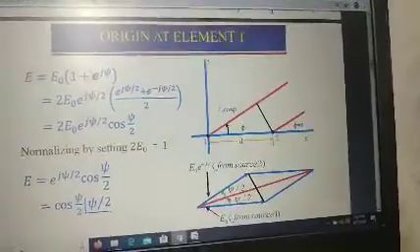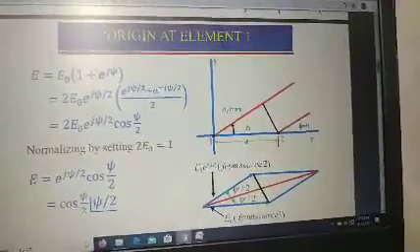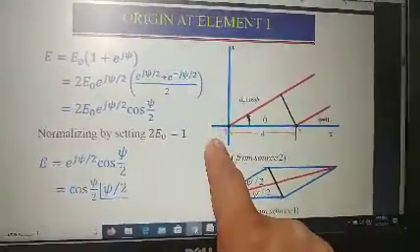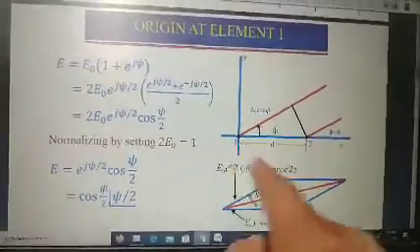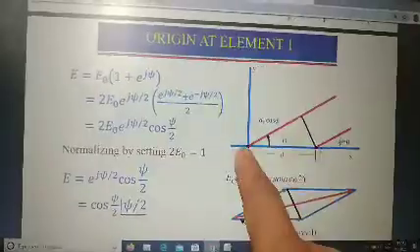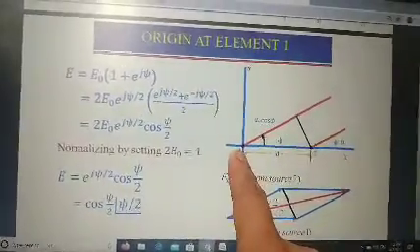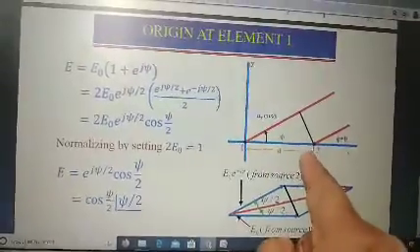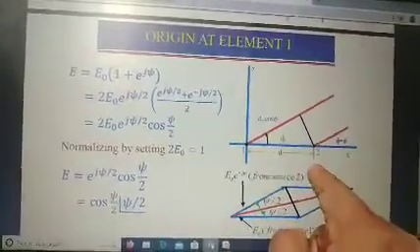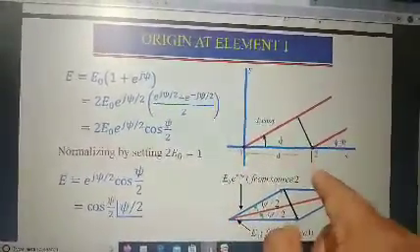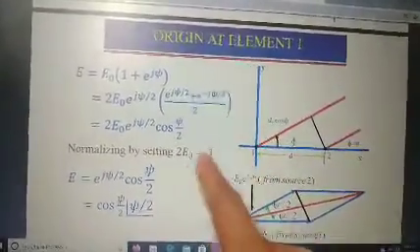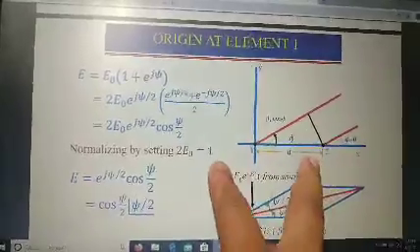We see the origin at element 1. For this case, isotropic point source 1 and isotropic point source 2. In the previous case, isotropic point source 1 is located on the negative x-axis and isotropic point source 2 is located on the positive x-axis, each separated by a distance d by 2 from the origin. Hence, the total distance is d.